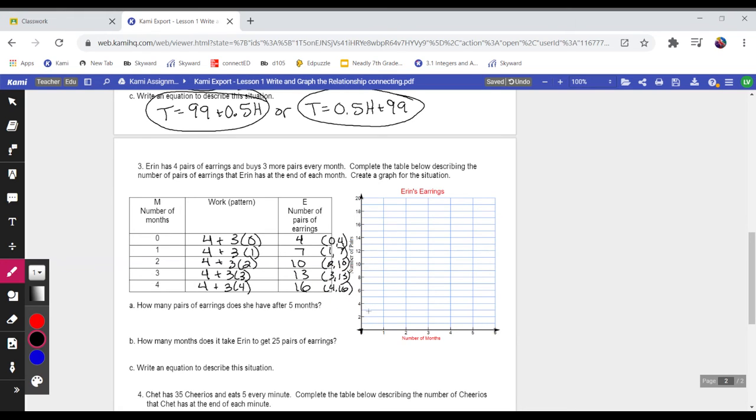So I'm going to graph those. I have 0, 4; 1, 7; 2, 10; 3, 13; 4, 16. Then I'm going to take my line and connect my points.